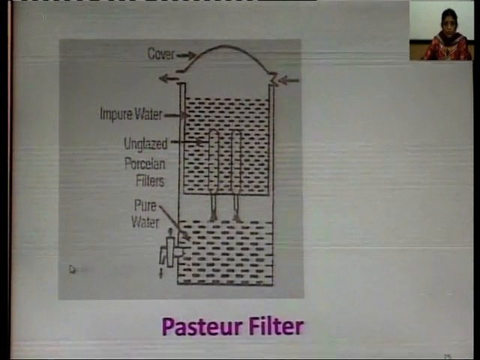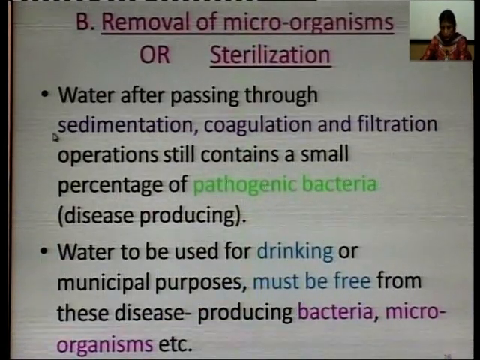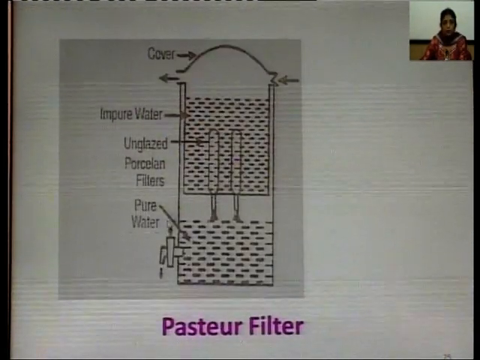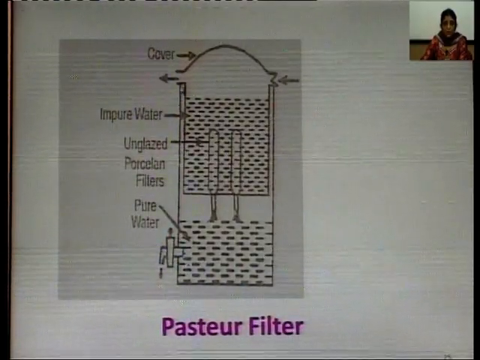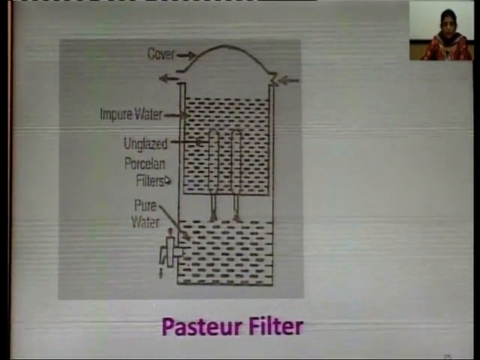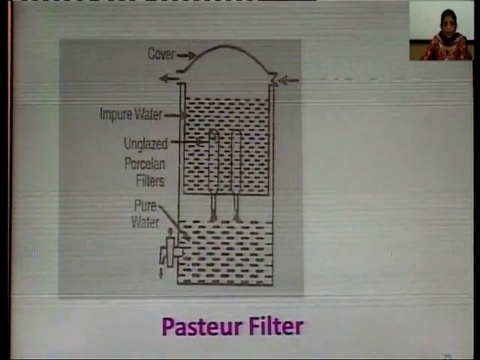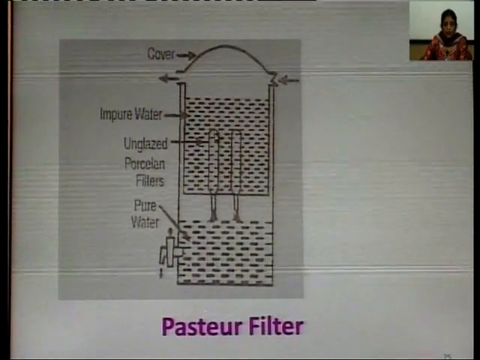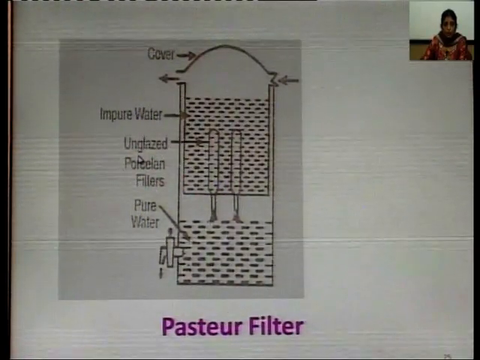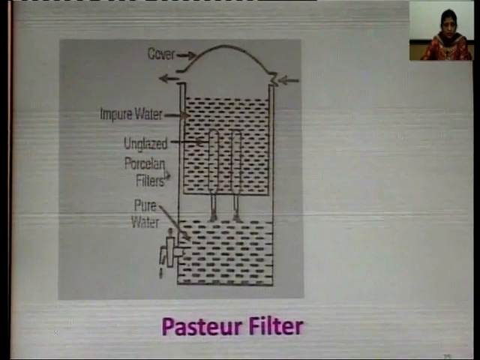So, this is the picture for Pasteur filters. It is again in cylindrical form. In the center of the filter we have two tubes which are made up of unglazed porcelain.